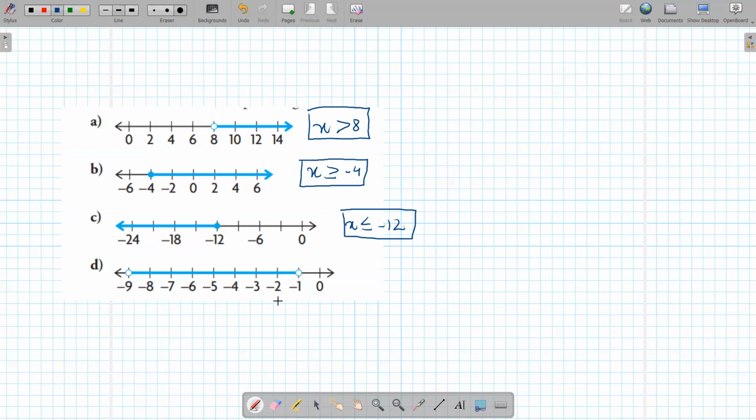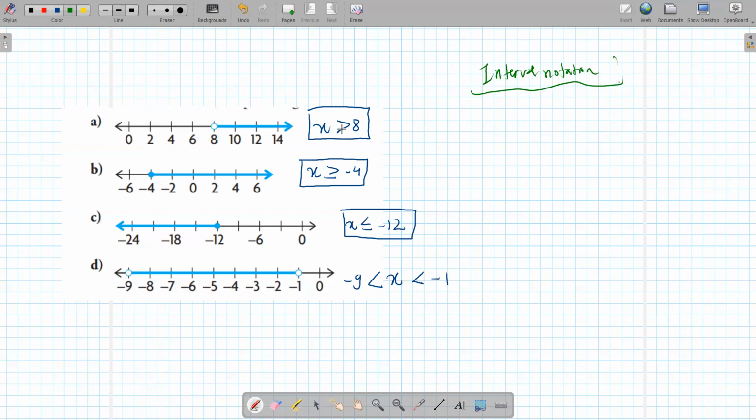X is between -9 and -1. Now look at the notation here. X is greater than -9, right? But it's less than -1, and it's not inclusive because there are open circles there. Here, let me show you how to do this in interval notation, which is what I prefer.